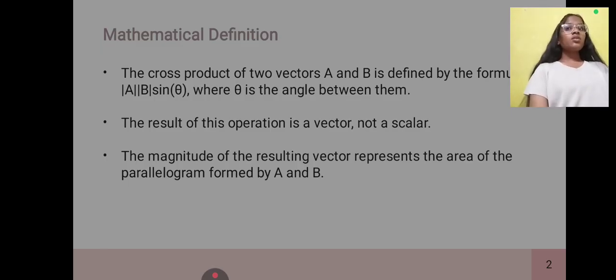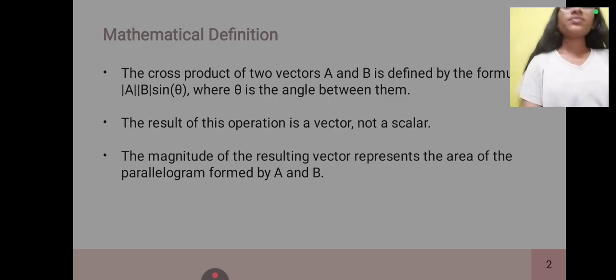Now let us know about the mathematical definition. The cross product of two vectors A and B is defined by the formula |A||B| sin theta, where theta is the angle between them. The result of this operation is a vector, not a scalar. When two vectors are being multiplied, the result will be a vector and not a scalar. The magnitude of the resulting vector represents the area of the parallelogram formed by A and B.